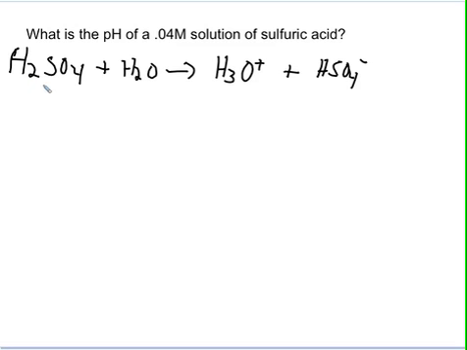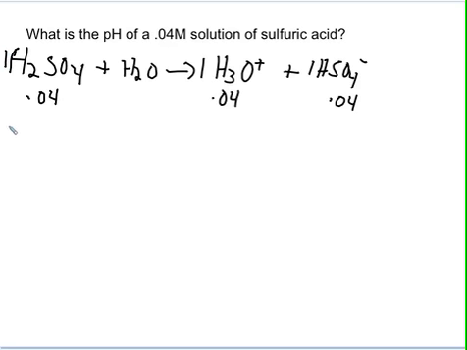Now, H2SO4 is a strong acid. Strong acids are known to be strong because of pretty much 100% dissociation. So all of the 0.04 molar H2SO4 solution is going to turn into the H3O plus and the HSO4 minus. If this is 0.04 molar, these are going to be 0.04 molar, because if you balance this equation, it's a 1-to-1 ratio.